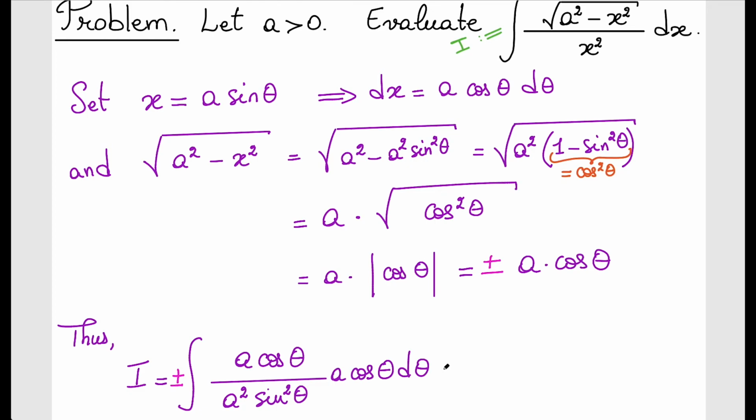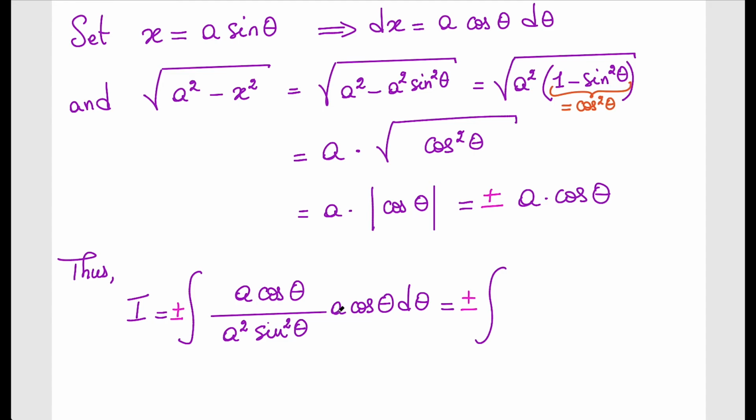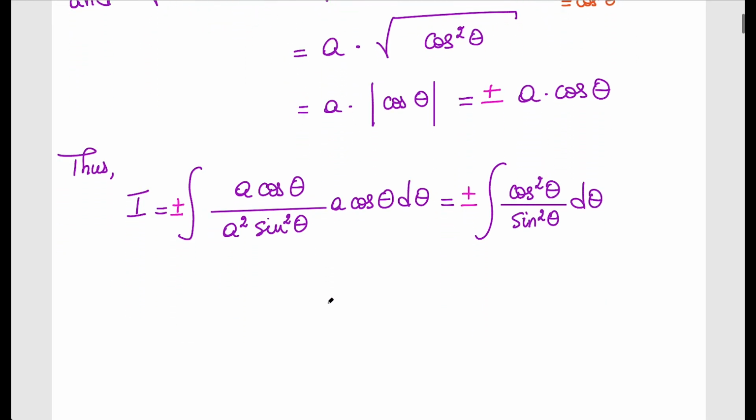Okay, now let's do some simplifications. Let's keep carrying that plus or minus, and we're going to have primitive of a times a divided by a squared, that's 1, cosine squared theta upstairs, right? Cosine squared theta upstairs divided by sine squared theta d theta. Okay, all right, let's keep carrying this plus or minus.